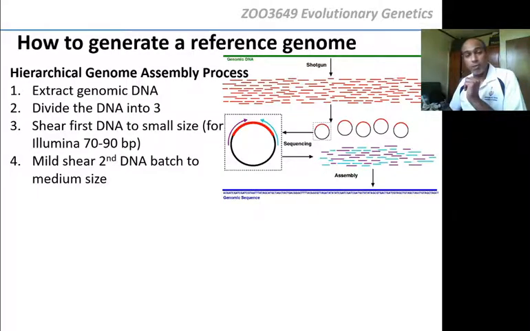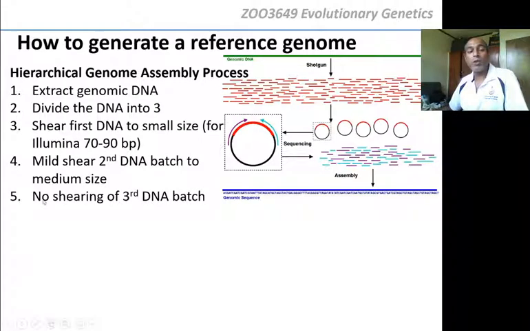The second tube, you do a mild shear. You don't hard shear it. You do just a very light shearing. And what will happen? The DNA sizes will not be small. They will be slightly bigger. Okay? Then what do you do in the third batch? You don't shear at all. So what is this? All the DNA pieces are quite big. Okay? So now, this is how we get tiny small pieces, medium-sized pieces, and big pieces of DNA.